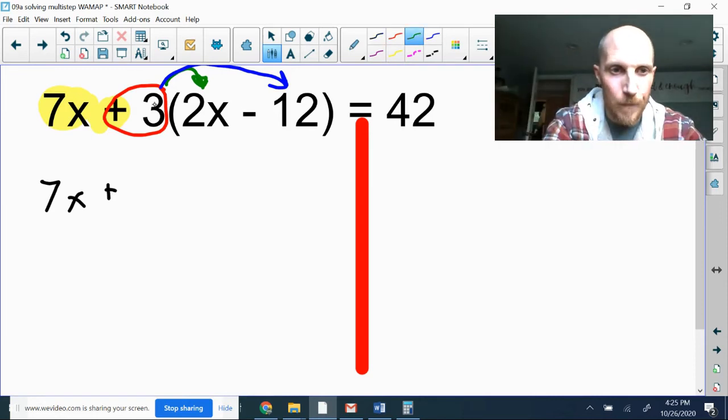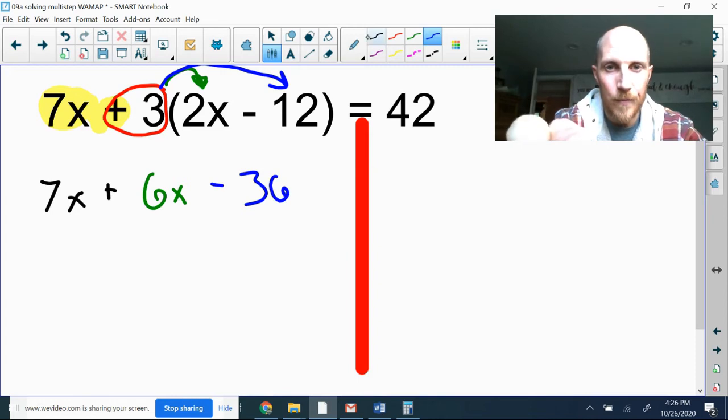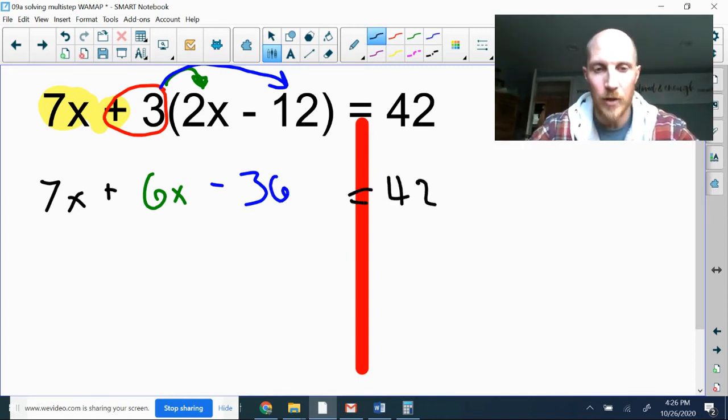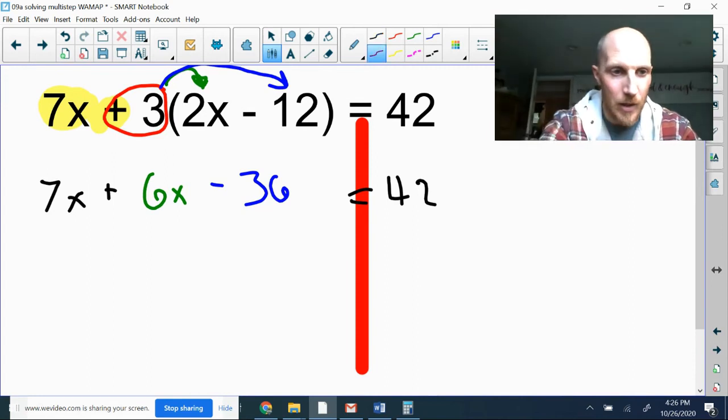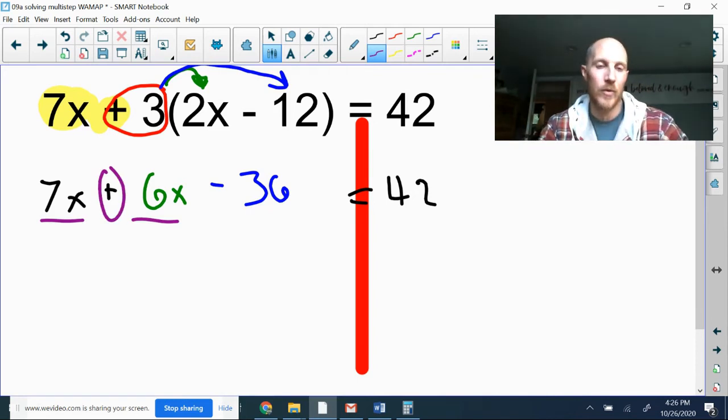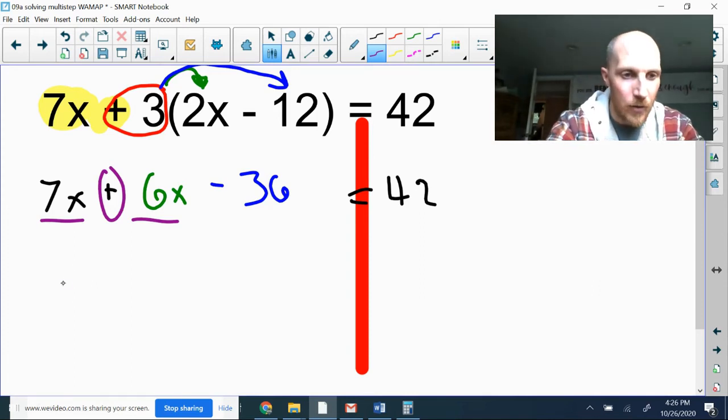Let's follow the green arrow. 3 times 2x is 6x. Let's follow the blue arrow. 3 times negative 12, negative 36. Equal sign right on that line, and the 42, I haven't done anything with that. It's going to stay put. Okay, distribution first. Now I have like terms that I can combine. I've got 7x's, I got 6x's over here. There's an addition sign between them, so I'm going to add those together. 7x plus 6x, 13x.